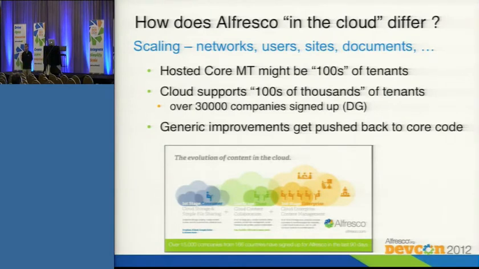But the cloud is now supporting tens of thousands or hundreds of thousands of tenants. And I think David Gilder mentioned in one of the talks yesterday that we've got over 30,000 companies signed up. The key thing for us is that we can use the Alfresco cloud instance to push improvements back into the core code, in addition to any feedback we get from existing multi-tenant enterprise customers. A lot of the changes are driven by cloud use cases.